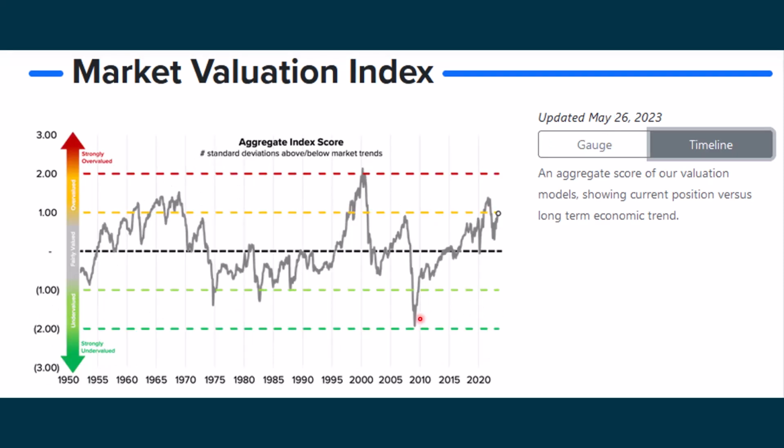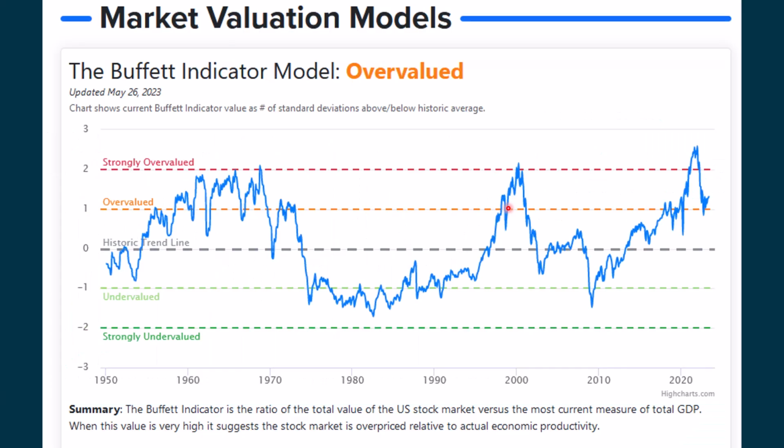This is the historical chart showing the aggregate score over a period of time. We're just under this one standard deviation. We should be down around the black line to be fairly valued. If we cross above this yellow line, the market will be considered to be overvalued at that time. Then we have a number of charts inside of this model to give us some indications as to what's happening.